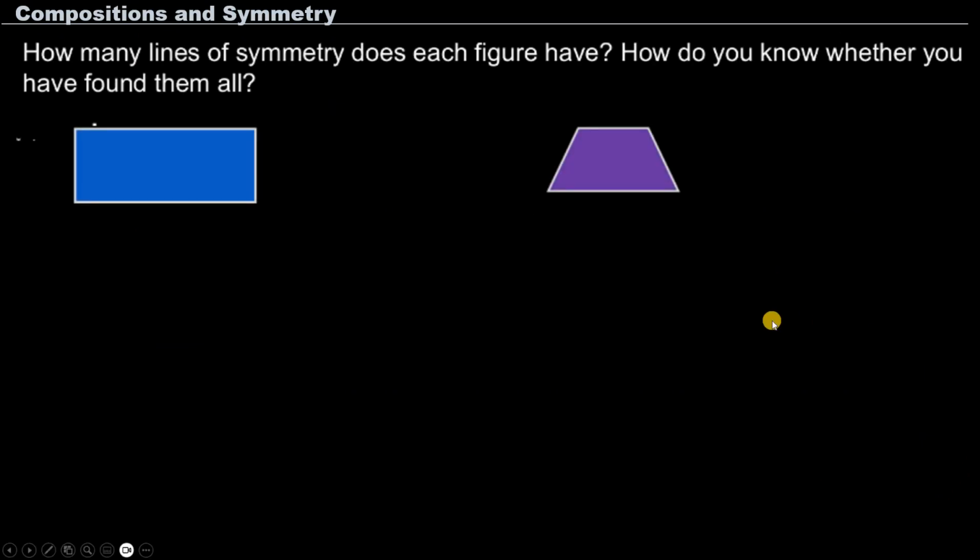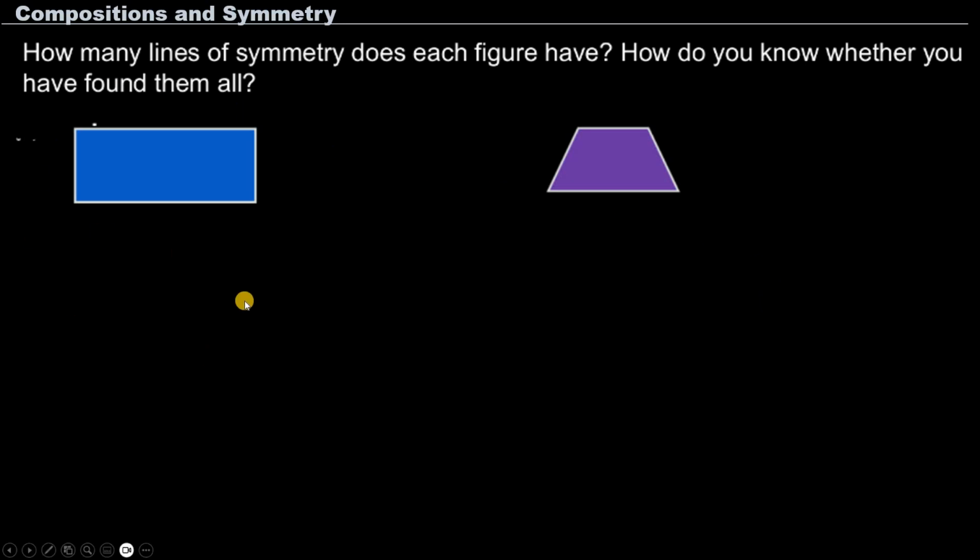So if we look at these two shapes, we want to determine how many lines of symmetry each of these shapes has. Now, if you're not a visual enough person to be able to just look at a shape and come up with where those lines are, you can get something like patty paper and trace the shape and then just fold the patty paper up and see which ways end up working.